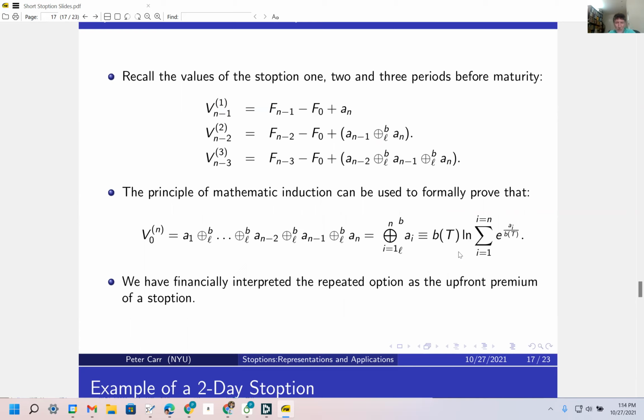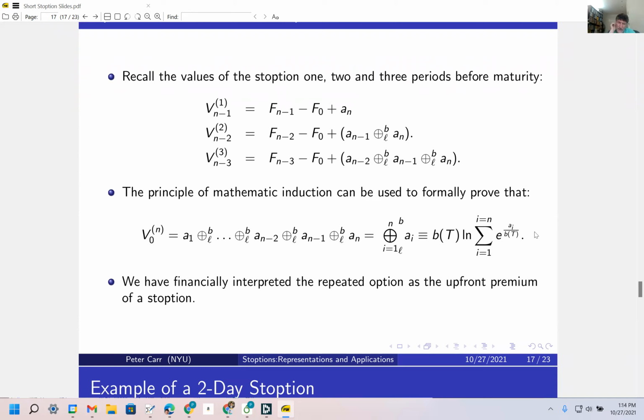Okay, and if you're a poor mathematician like me, you'll just guess the answer, and so you'll say the answer at time 0 is this as your guess, and you can formally prove that that's a good guess. So we financially interpreted the repeated option as the upfront premium of a stoption. So this is a very simple closed form formula for this contract.